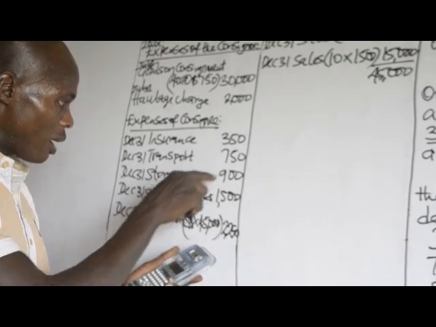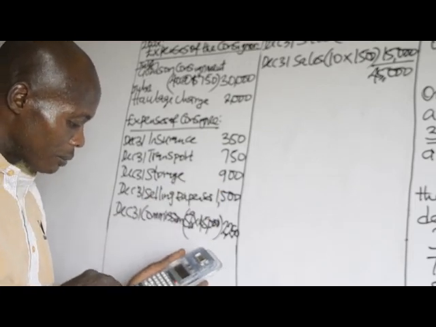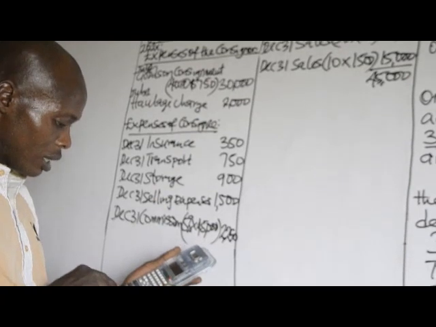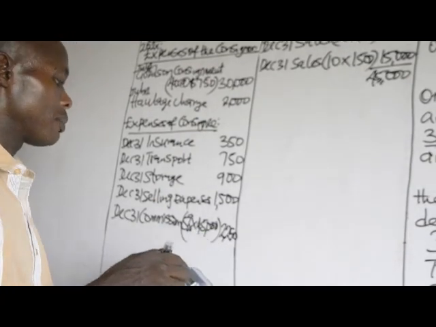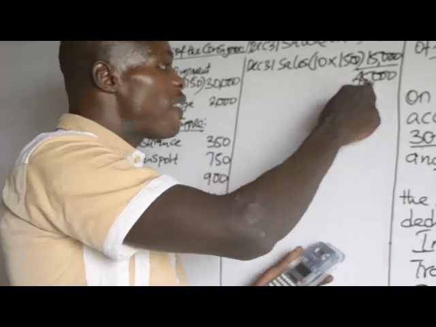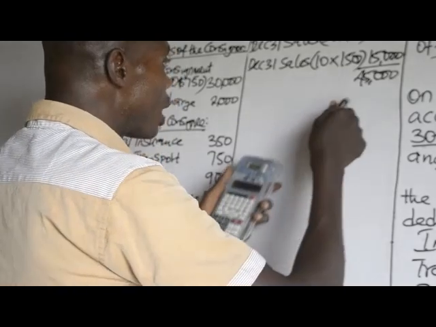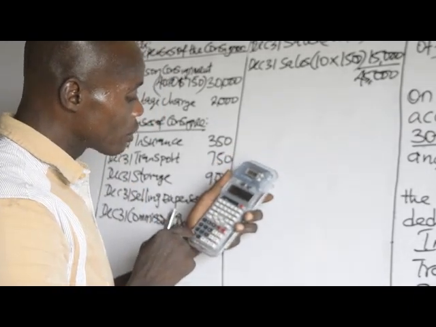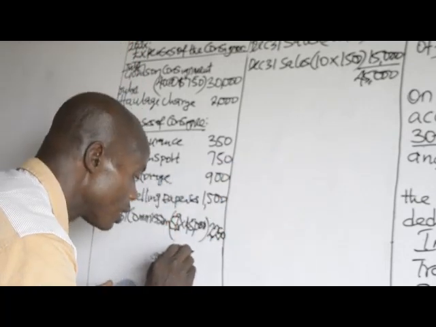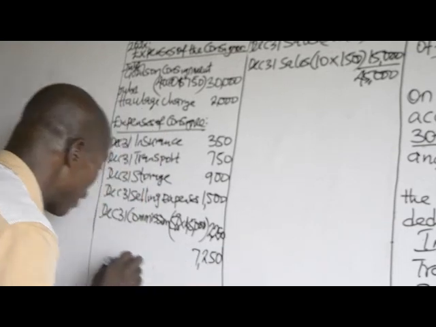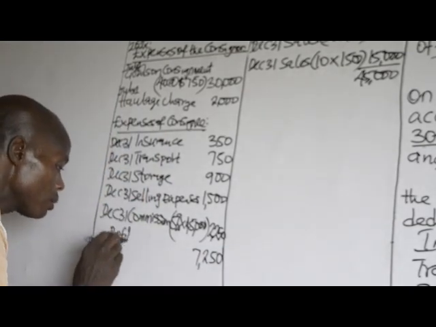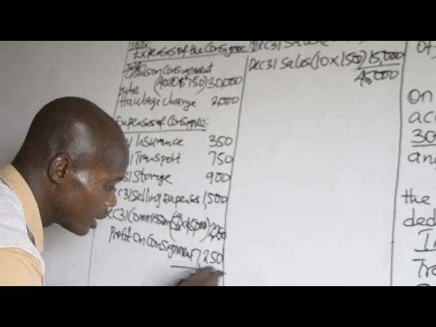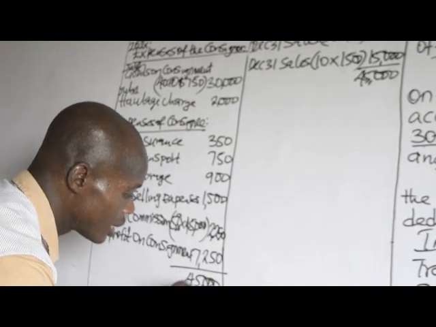So when you sum up all the expenses, $2,250 plus $1,500 plus $900 plus $750 plus $350 plus $2,000 plus $30,000, the total expenses is $37,750. And the total of credit side is $45,000. If you deduct $37,750, which is the total of the debit side, from $45,000, then you have the net difference of $7,250. That is the profit on consignment. The total will be $45,000. That is the consignment account.